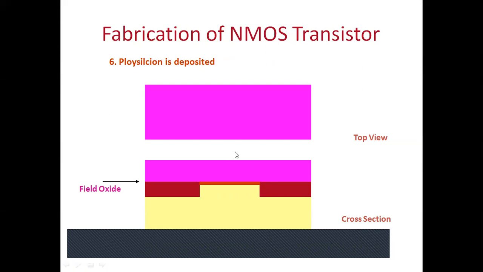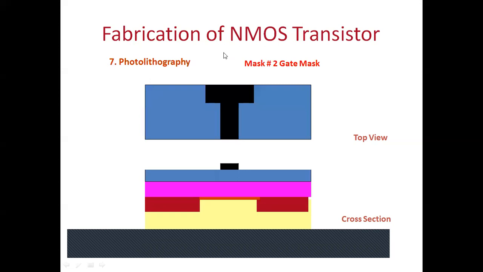And then photolithography process is carried out. Then we are using mask number 2. Its pattern is like this. Okay, this is mask number 2. This is gate mask. It creates the gate. Then this is photoresist. This is mask. This is polysilicon material.